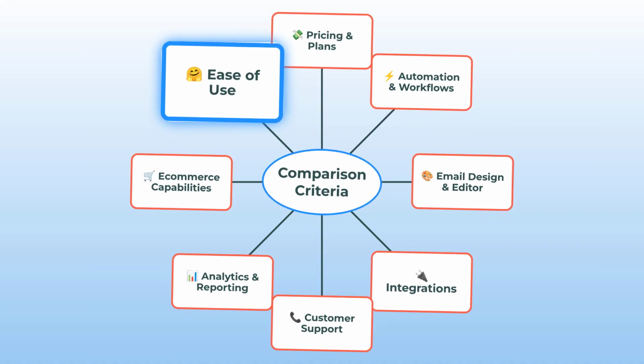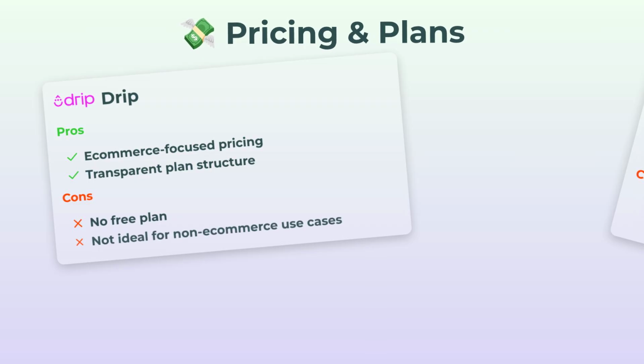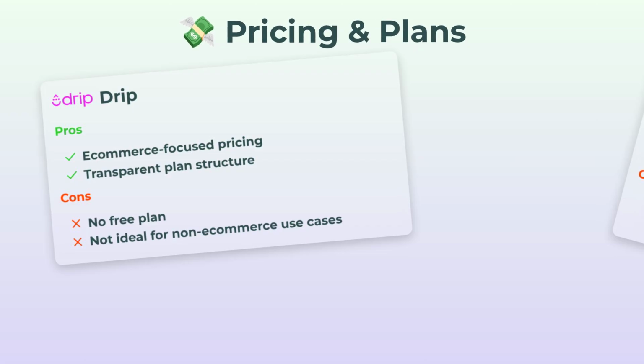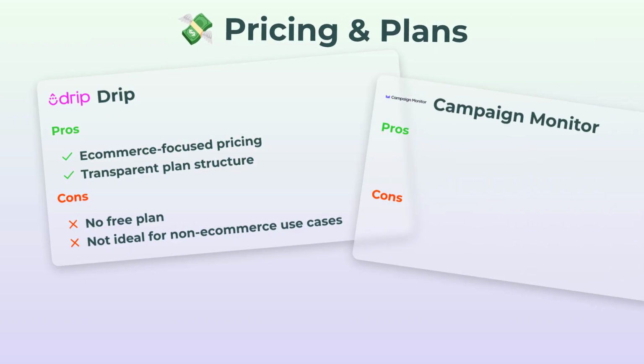Let's jump in. First up, pricing and plans. So Drip's kinda laser focused on e-commerce, meaning the pricing's tailored for online stores, and honestly, it's super transparent. But hey, no free plan. Which, not gonna lie, is a bit of a letdown if you're just starting out. Also, if you're outside the e-commerce bubble, it's probably not your best bet.